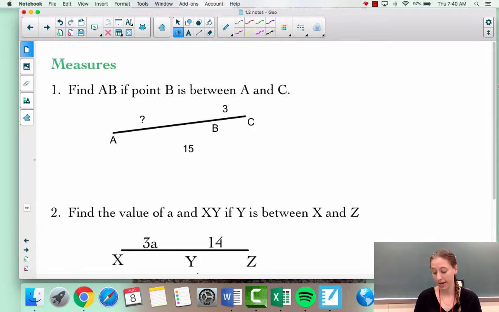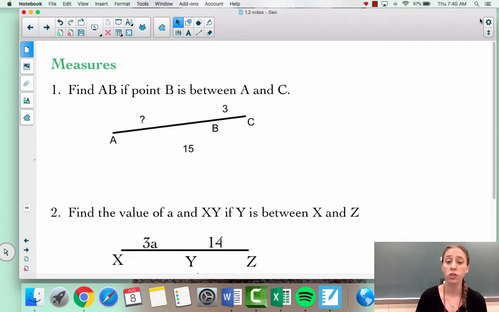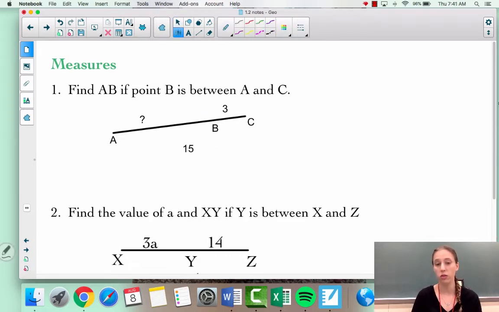Now we're going to go ahead and actually calculate measures and find distance. This first example is really short. It's just to show you some placement. When it says that a point is between two other points, that doesn't necessarily mean it's in the middle. It could be in the middle, but notice that I have point B that's actually a little bit closer to point C. So if it says B is between A and C, just put the point somewhere if it's not already drawn for you. In this case, they're looking for the length of AB.